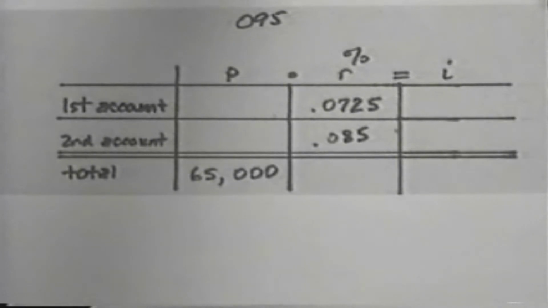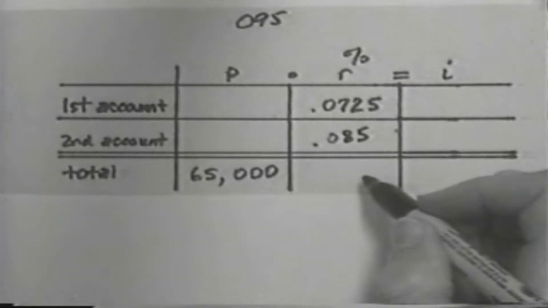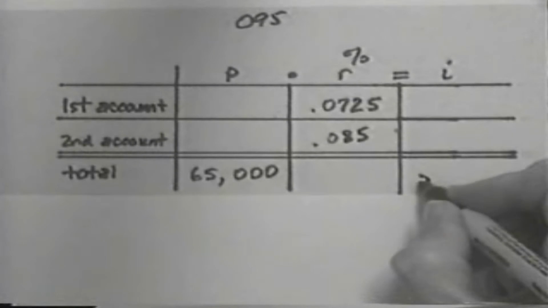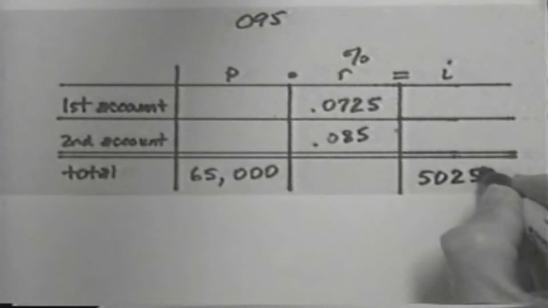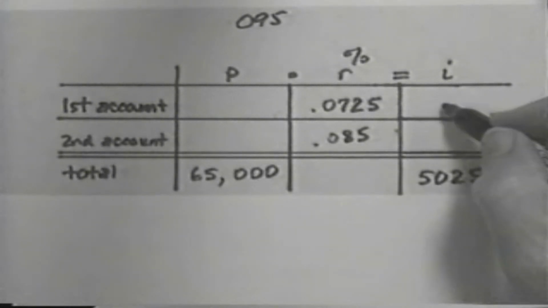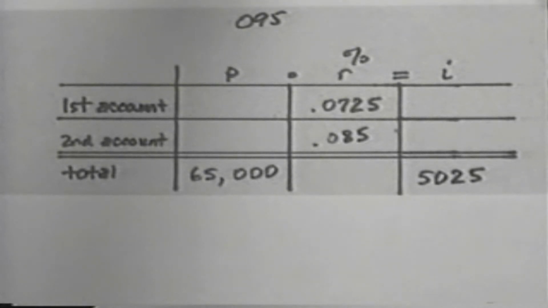The fourth number in my problem is 5,025. That says the total annual interest income on the investments was $5,025. Total annual interest income, and so the 5,025 goes in the last column at the bottom. All four numbers have found their positions in the chart. The only thing left is to fill in 1, 2, 3, 4, 5 more slots, either with a letter, a formula, or a blank.